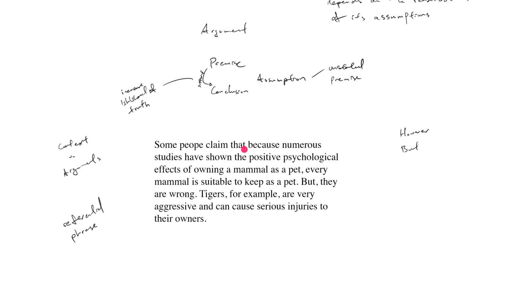Some people claim that because numerous studies have shown the positive psychological effects of owning a mammal as a pet, every mammal is suitable to keep as a pet. But they are wrong. Tigers, for example, are very aggressive and can cause serious injury to their owners. So first, let's review the concept we just covered. Context versus argument. Let's make that distinction.